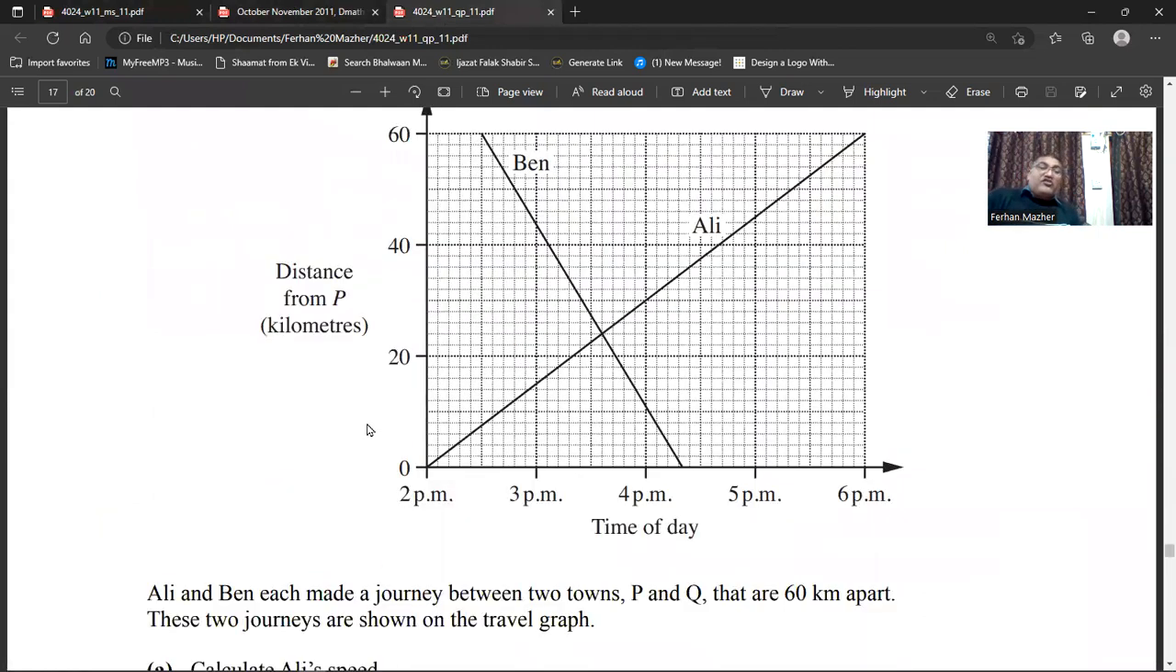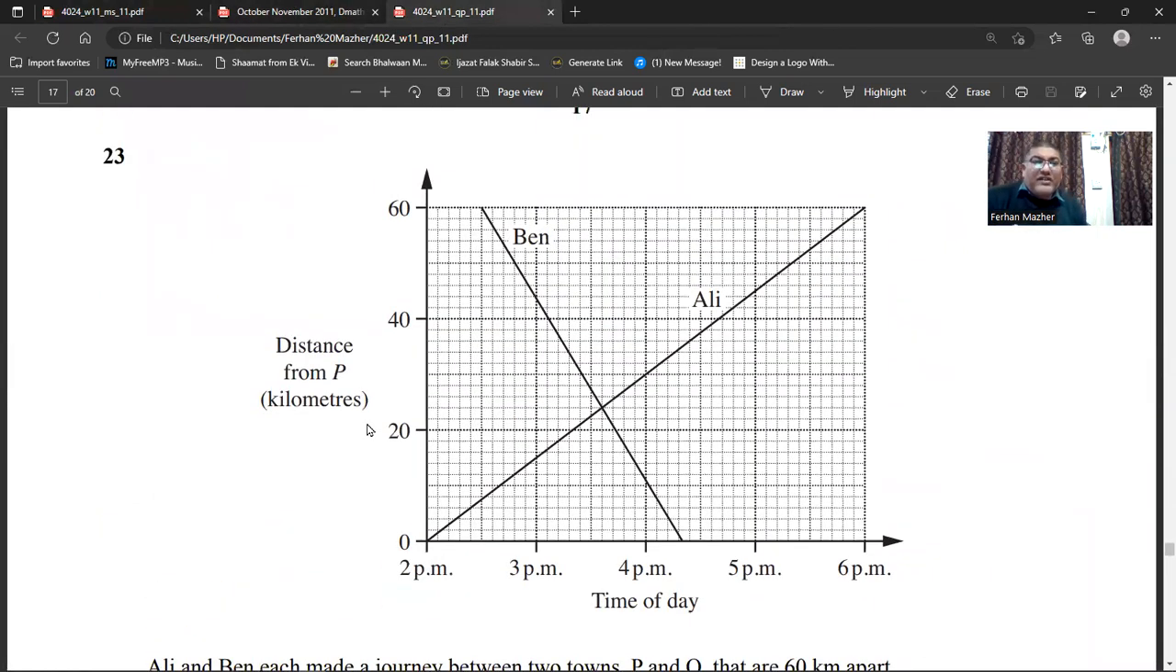So we have question number, I think, 23. Here we have a distance time graph. The distance from P in kilometers. The P point is here, and the time is given as 2 p.m., 3 p.m., 4 p.m., 5 p.m., and 6 p.m. Here the distance is given in kilometers.